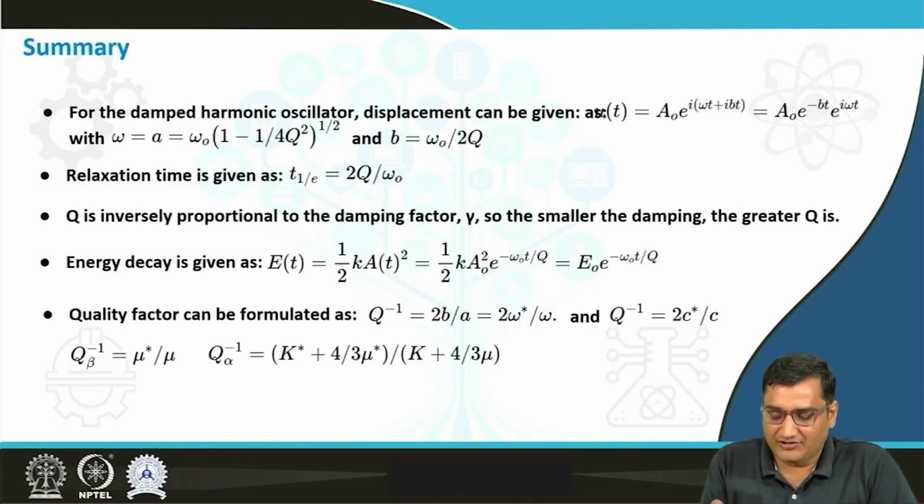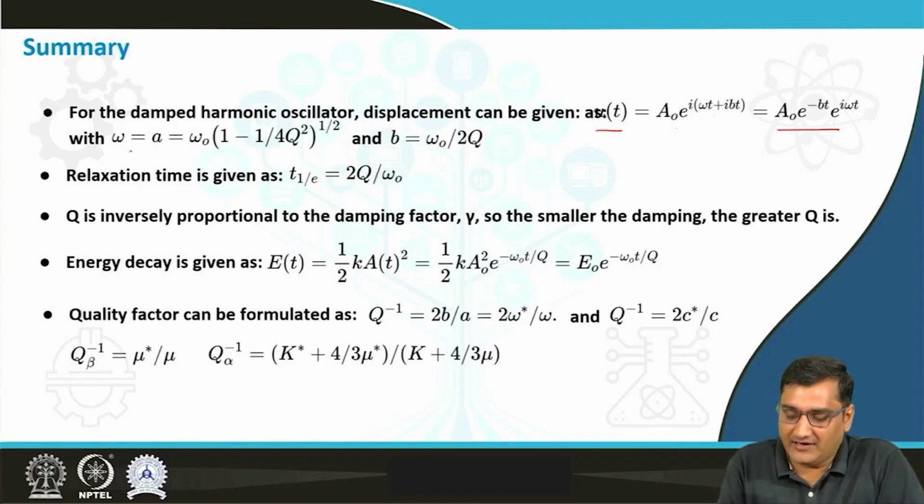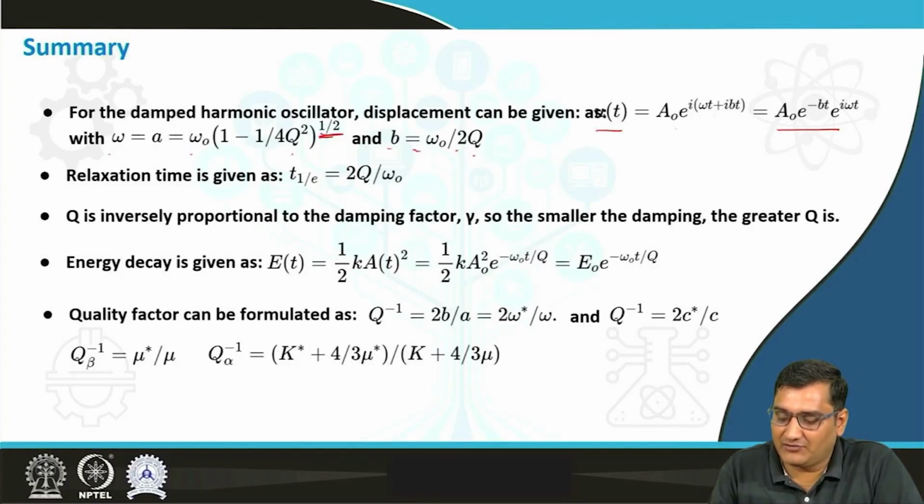For the damped harmonic oscillator, the displacement can be given as u(t) = A naught e to the power i omega t plus i b t. That can further be written like this, and when we solve it for the values of the real part of p and the imaginary part of p, that is a and b respectively, then a is equal to omega naught times (1 minus 1 by 4 Q square) to the power 1 by 2, and b is equal to omega naught by 2Q. Relaxation time is the time for the energy to decay to 1 by e of the initial value. That means T 1 by e is equal to 2Q by omega naught, where Q is the quality factor.